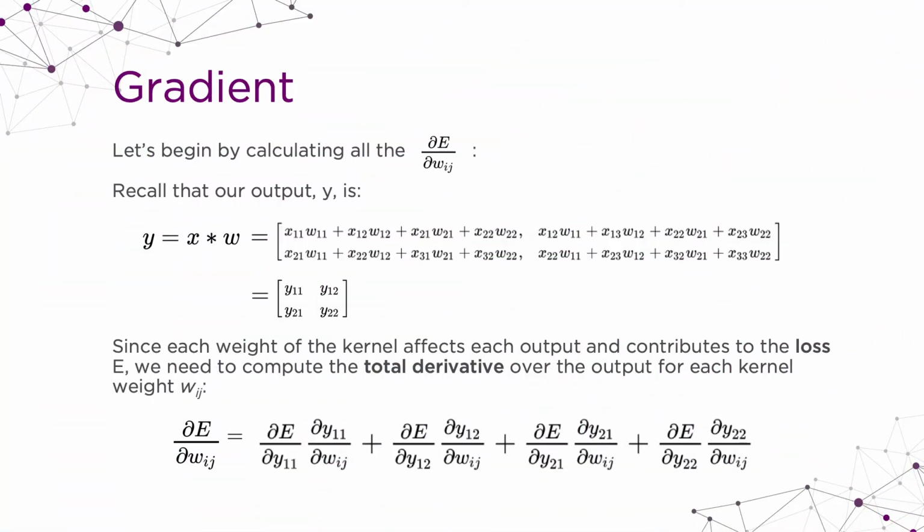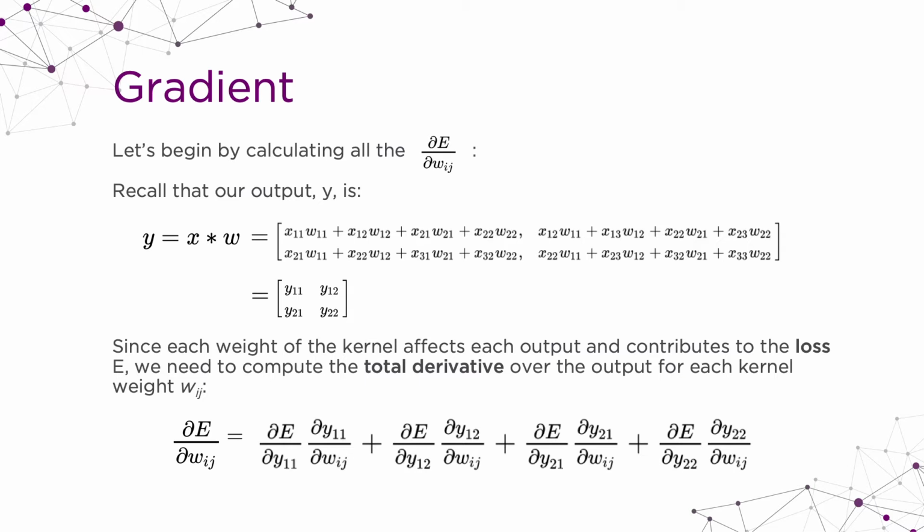So let's begin by calculating all of the dE with respect to dWij. First of all, let's recall that our output y, this is what it looks like, right? We've computed our output. It's the result of our convolution. Now this is kind of the meat of it all, and the most important part here.